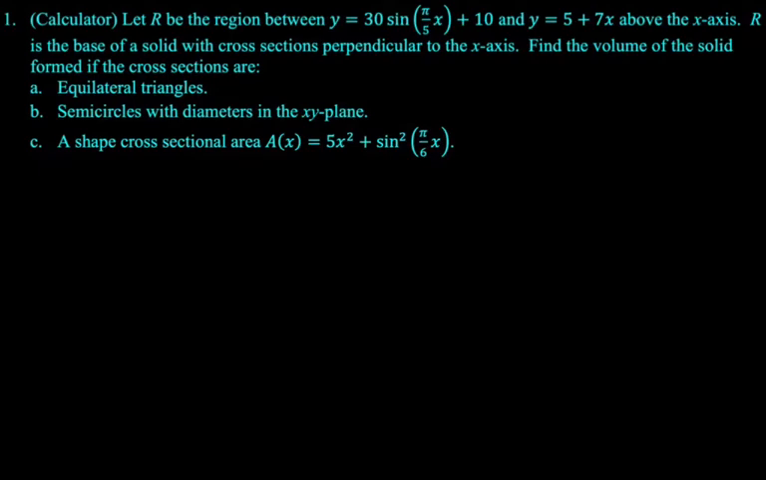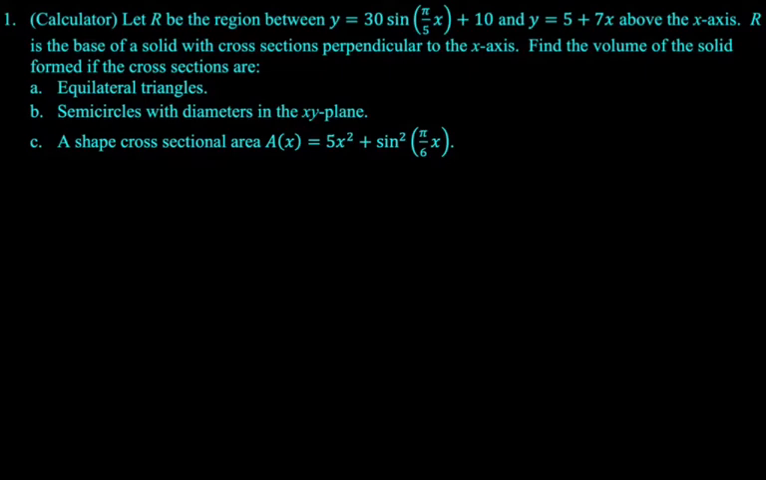Let R be the region between y equals 30 sine pi over 5x plus 10 and y equals 5 plus 7x above the x-axis. So that's R. R is the base of a solid with cross-sections perpendicular to the x-axis. Find the volume of the solid formed if the cross-sections are equilateral triangles, semicircles with diameters in the xy plane, and then a shape with cross-sectional area A of x equals 5x squared plus sine squared of pi over 6x. Okay, so of these, C seems like the weirdest, but is actually the easiest.